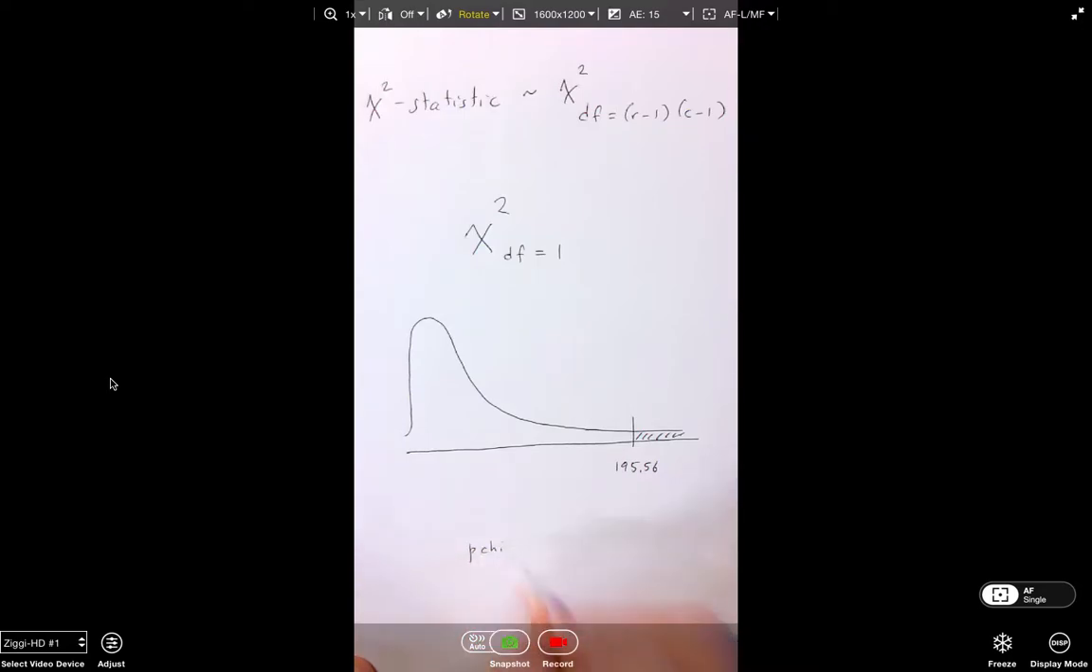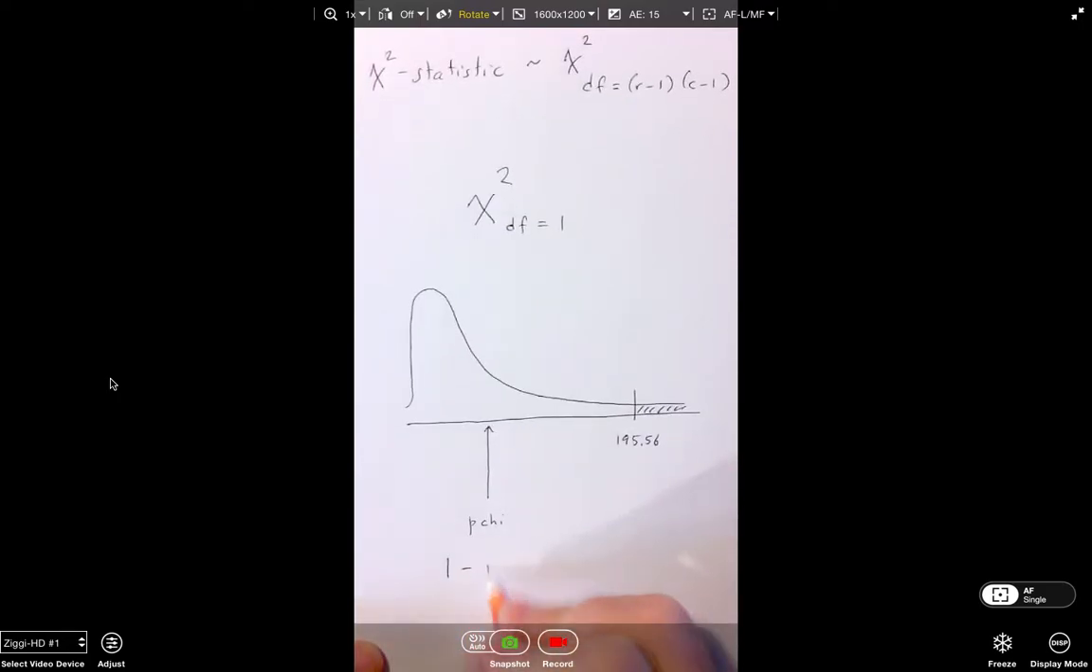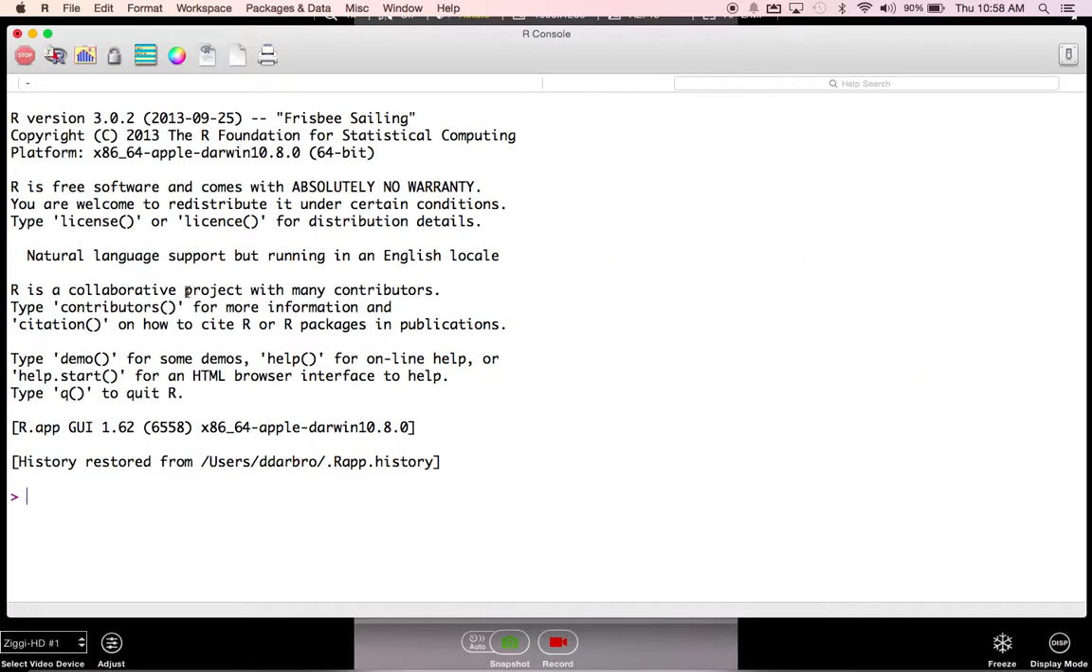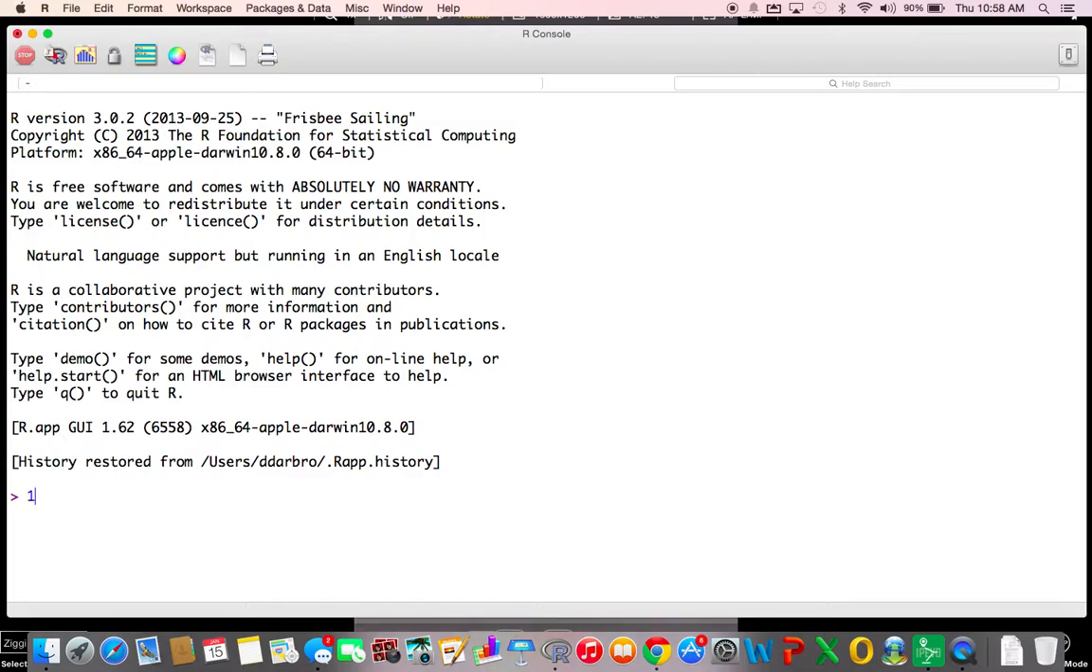Now remember, we're going to use the pchisq command in R, but this is going to give us the area below. So we're going to have to go 1 minus pchisq of 195.56 with degrees of freedom equal to 1. So let's just pop over there and do that. So 1 minus pchisq of 195.